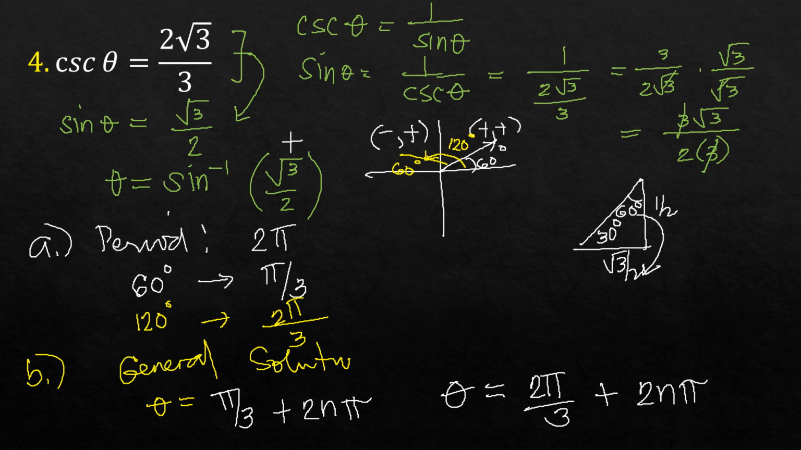So we use the rule of arc sine as well as the rule of its period, which is 2 pi. So that is true for sine, cosine, secant, and cosecant. The period is 2 pi, so we always have 2n pi.